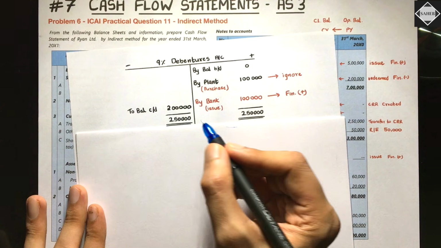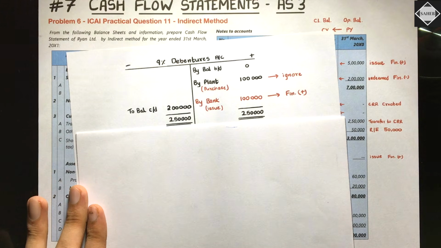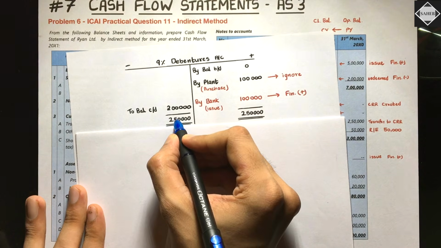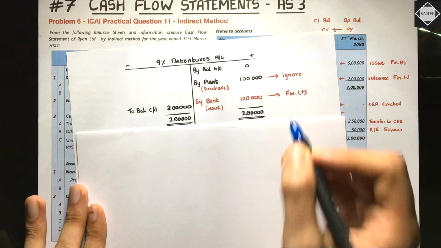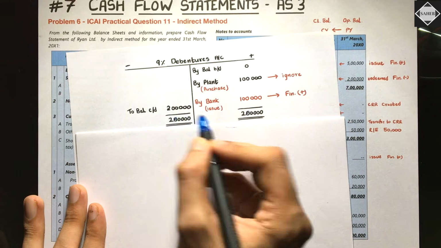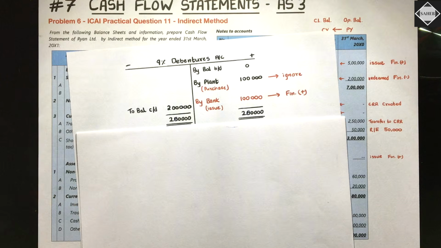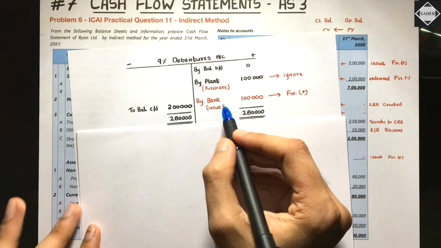But then the closing balance is 2 lakh. If the closing balance is 2 lakh, this has to be 2 lakh. Sorry, here it is 2 lakh 50. Just rectify that. Okay, 2 lakh, 2 lakh. Yeah, the closing balance is 2 lakh. Why is it 2 lakh? It is 2 lakh because we have made an additional issue of debentures.